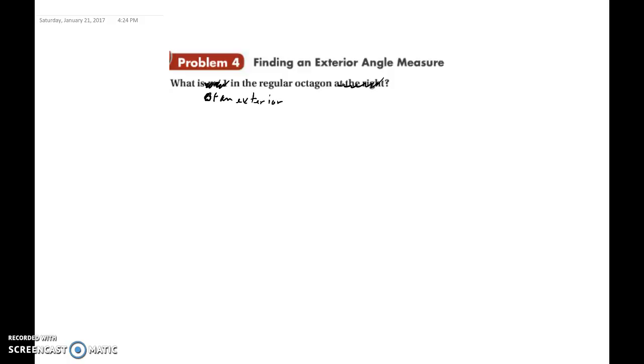All right? And we know the exterior angles of any polygon add up to 360 degrees. So if I want to solve for each of my exterior angles, I just need to take that 360 and divide it by how many angles I have. And since an octagon is an 8-sided figure, I know I will have 8 angles. So each angle in a regular octagon will be 360 divided by 8, which is then going to be equal to 45. So that means each exterior angle in a regular octagon is equal to 45 degrees.